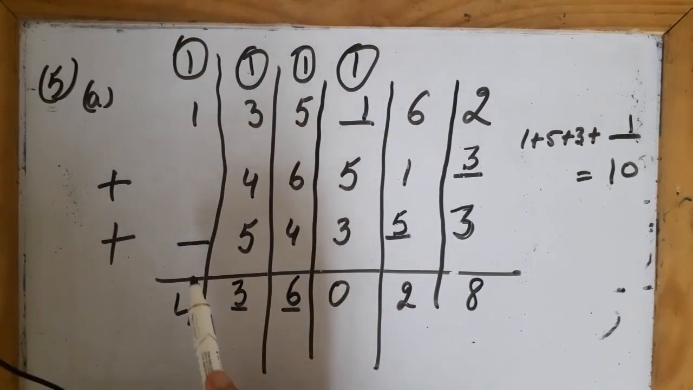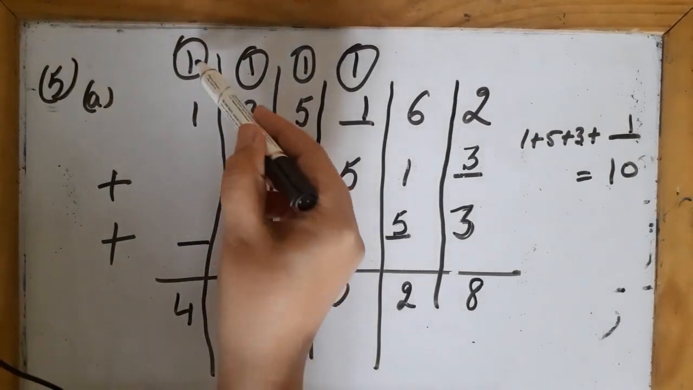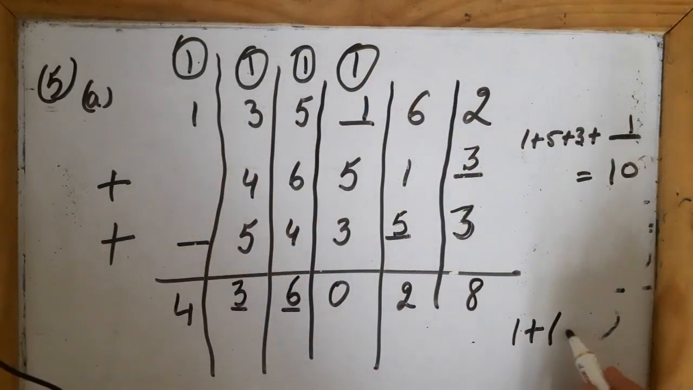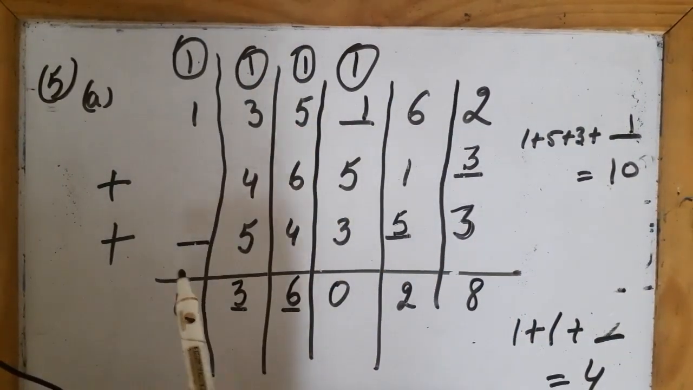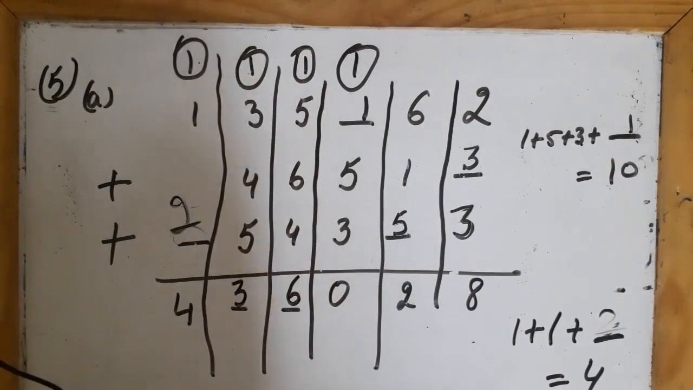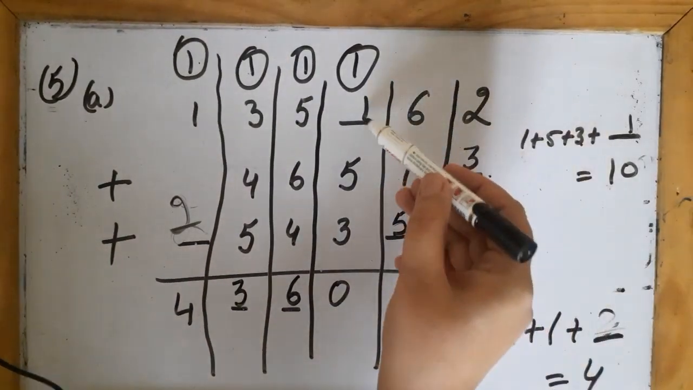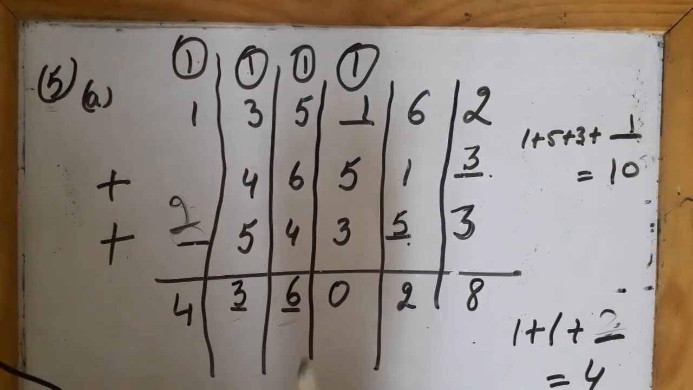Now in the last column you can see I have 1 plus 1. Now what should I add to this so that it becomes 4? So 1 plus 1, 2 already I have. So if I add 2 more, it will become 4. So this is how we fill the missing numbers. So here will come 3, 5, 1, and here it will come 2, and here 3 and 6.